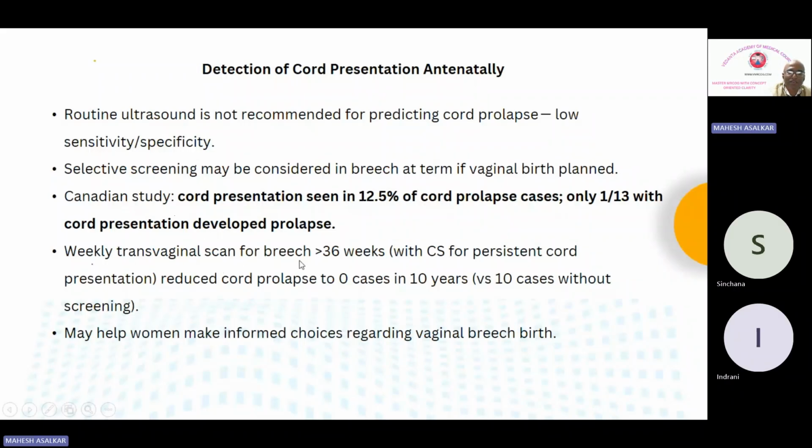Same thing: if it is a breech presentation, then weekly transvaginal scan after 36 weeks, with cesarean section for persistent cord presentation. This reduced cord prolapse to 0 in 10 years. So if it is a breech presentation, we can screen weekly after 36 weeks of gestation, and this will help women make a choice regarding vaginal breech birth.